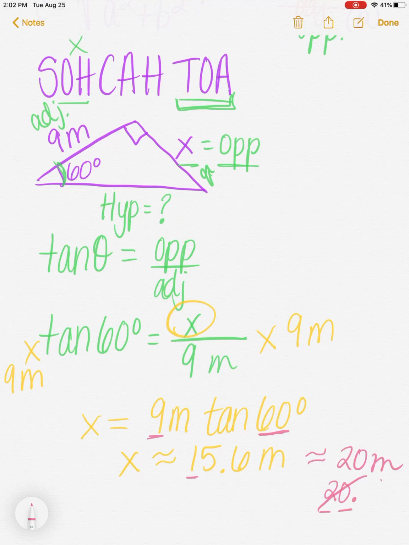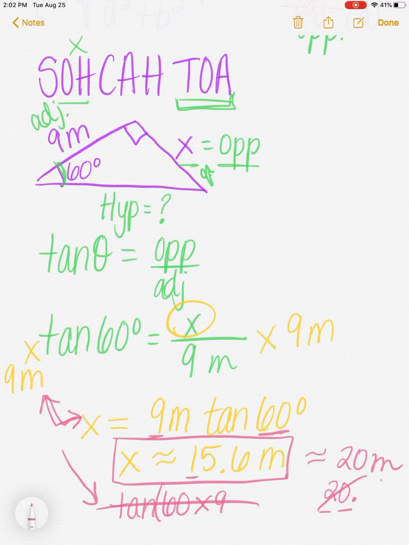Another common mistake that I see people make is in this part of the problem. What I see them put into their calculator is this: tangent of 60, your calculator is going to put a little parentheses there, times 9. Don't do that, because your calculator is going to take 9 times 60, which will give you 540, and it'll take the tangent of 540. Very bad, all right? Make sure on your calculator, in order to get this number, you literally put 9 times the tangent of 60 degrees.